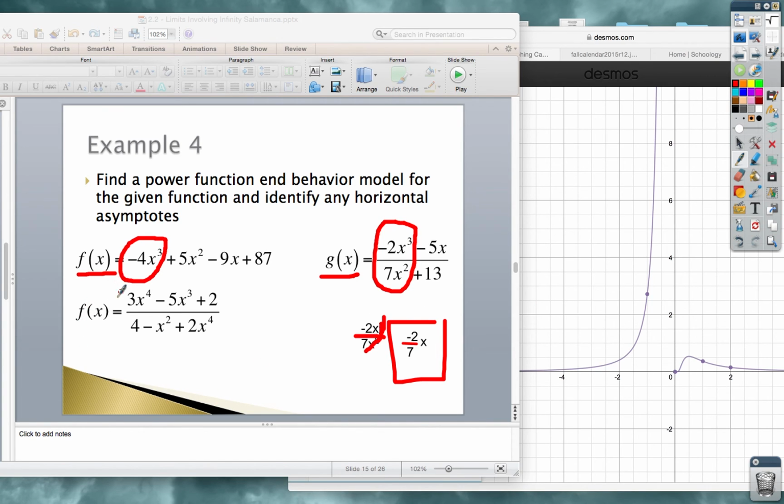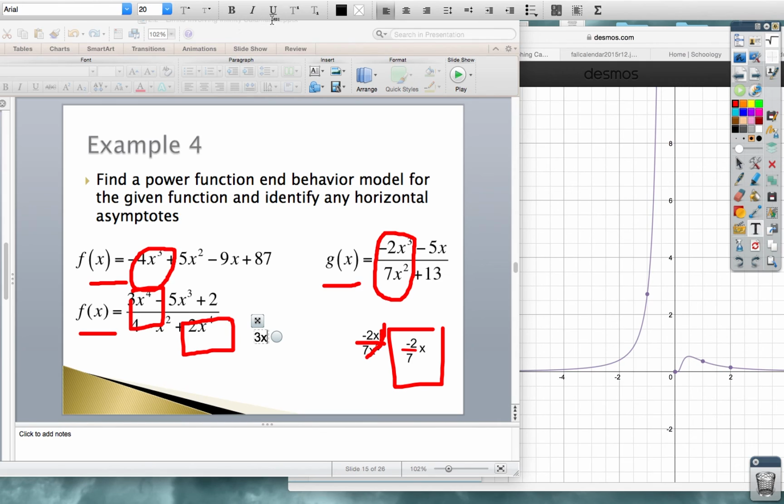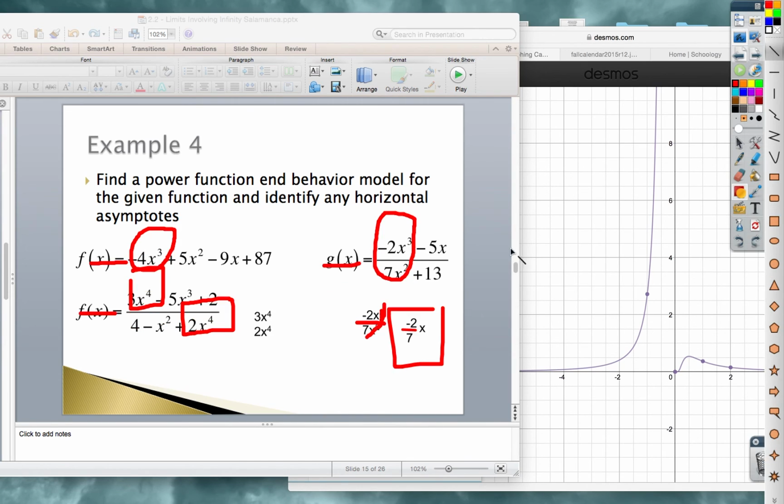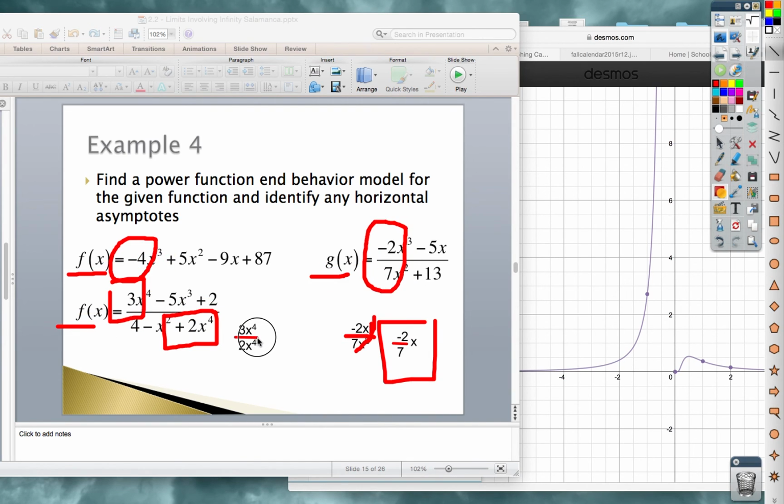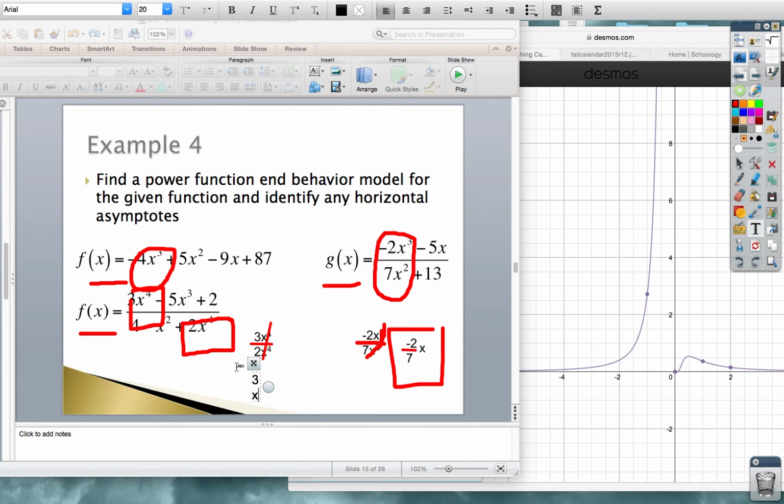So in the last example, the bottom f of x, we're going to look at the two largest exponents. So 3x to the 4th on the numerator, and I wrote this on purpose like this because I wanted you to look. You have 2x to the fourth on the denominator. It's not just one on top of the other. So we have 3x to the fourth divided by 2x to the fourth. And you'll notice the x to the fourth will cancel out, and you're left with 3 halves.